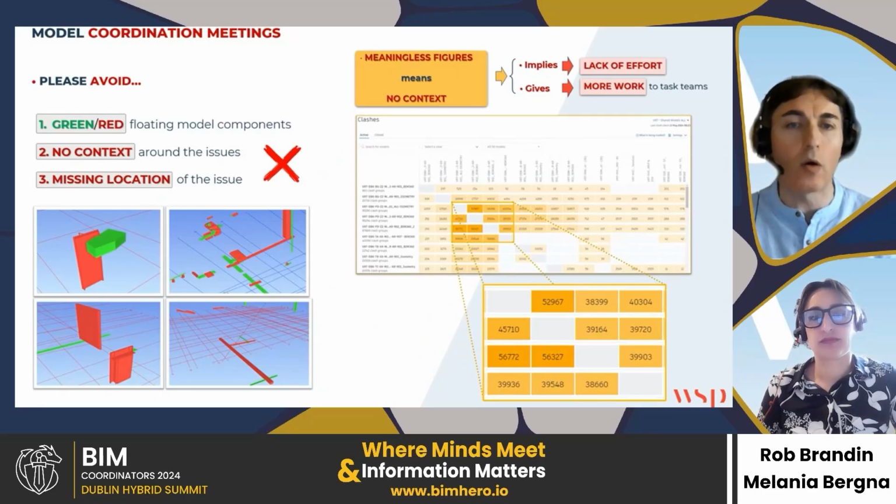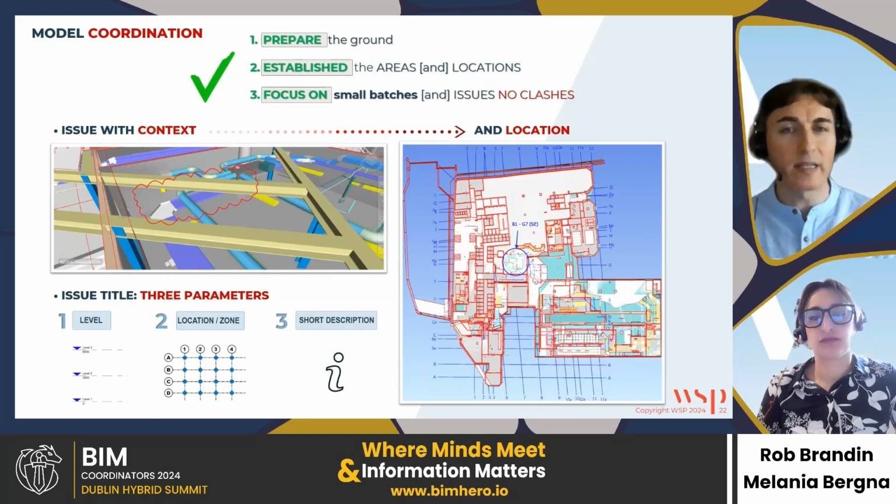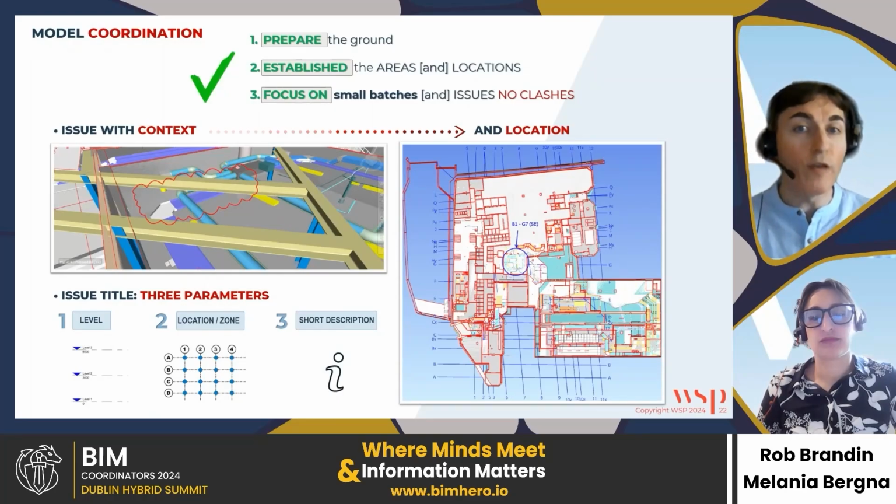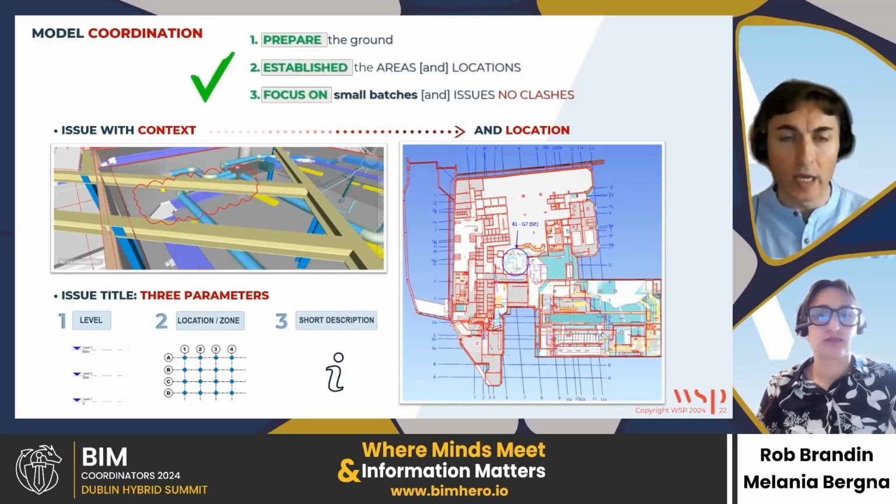So our approach is all the time making sure that we prepare the ground, we establish the areas and locations, and we focus on small batches rather than the whole project. In 90 minutes, which is usually our coordination meetings, we cannot go through the whole project. So let's do one step at a time first.